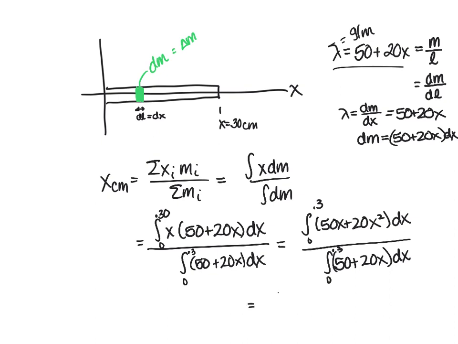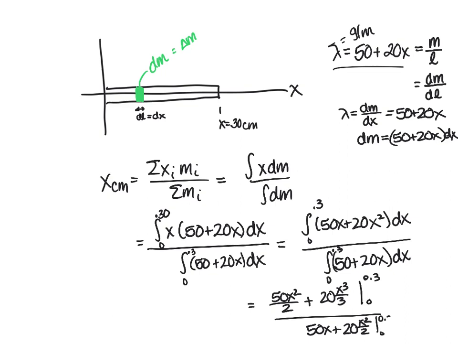The top one, when we integrate, we got 50x squared over 2 plus 20x cubed over 3, and you evaluate it at its limits. And the bottom one is just 50x plus 20x squared over 2, evaluated at 0 and 0.3. So I think you can find that, do the substitution in there. And that is where your center of mass will be. That will be your answer.